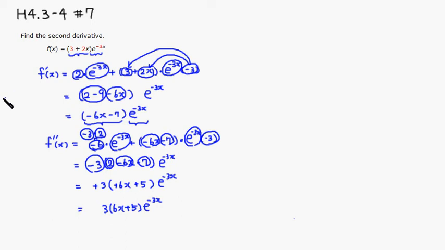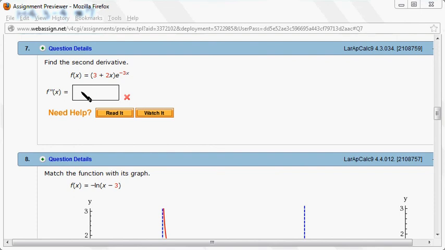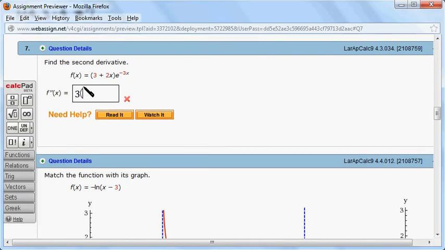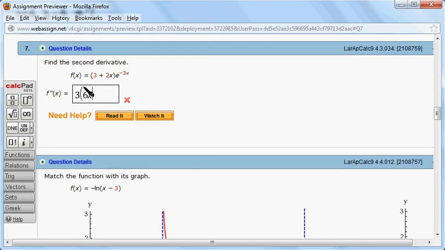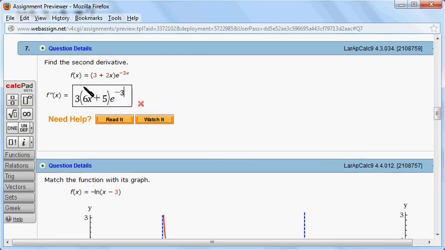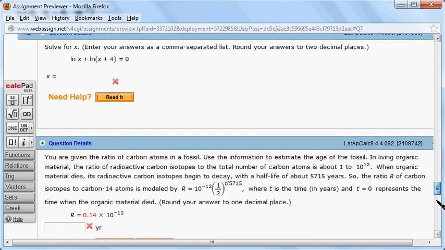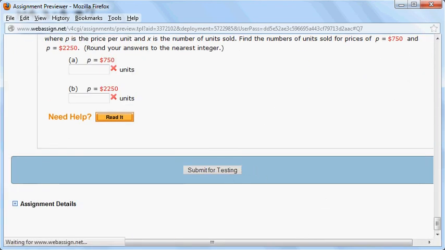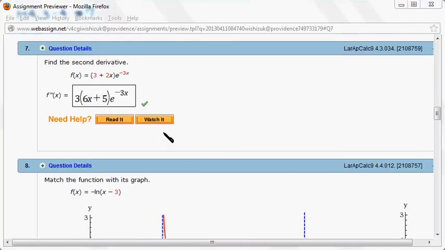So let's try to type it in. Let's type in 3 times quantity 6x plus 5, oops, e to the negative 3x. All right, so let's check. Submit for testing. It came back, and it looks like we got our second derivative correctly. That's it. I hope that this was clear.